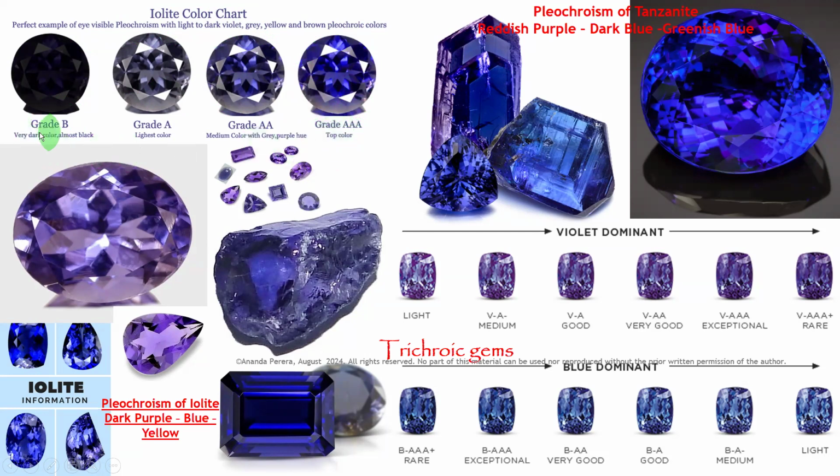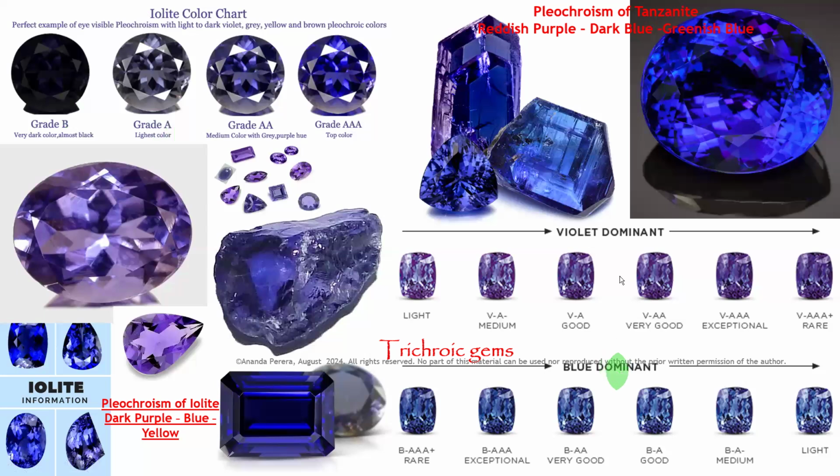So look at the grades. Grade B is a very dark color, almost black. It is grade B iolite color. The lightest color is A. Medium color is double A. Top color is triple A. Look at the iolite colors here also. Then the pleochroism of iolite: dark purple, blue, yellow. There are three. Dark purple, blue, and yellow are the three colors of pleochroism in iolite.